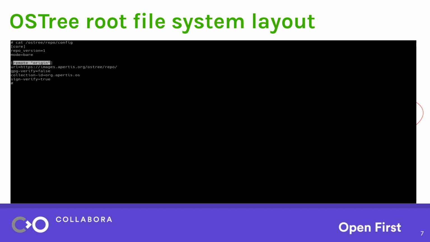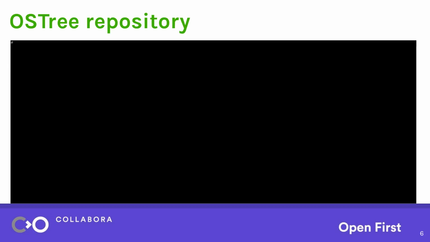Each remote must have a URL and probably additional fields, like here we have GPG verify, sign verify, and collection ID. The next interesting directory is deploy. On the first level, it contains the operating system name. So each operating system has its own structure, like deployments and a var directory, which is dedicated to a single operating system and shared among all deployments.